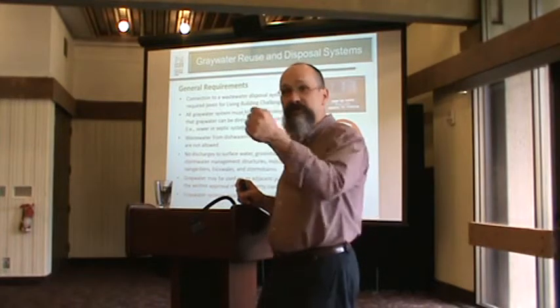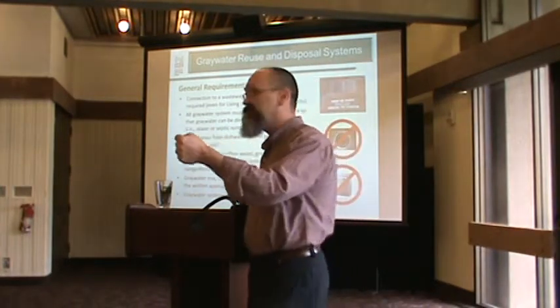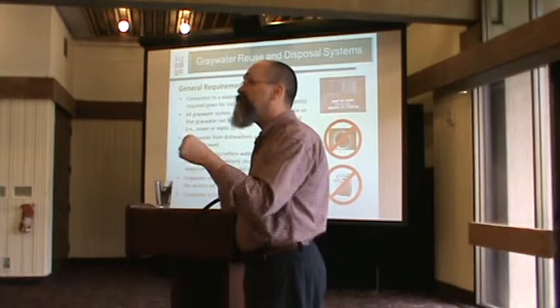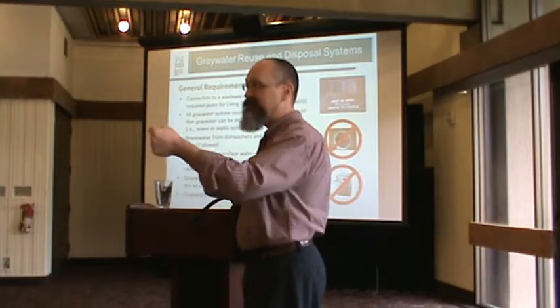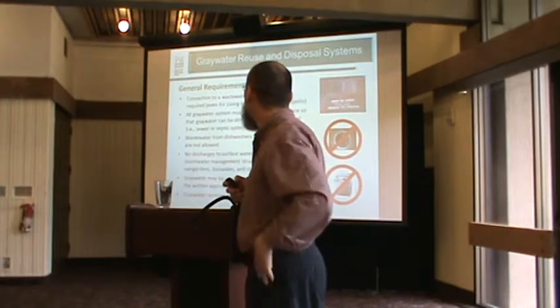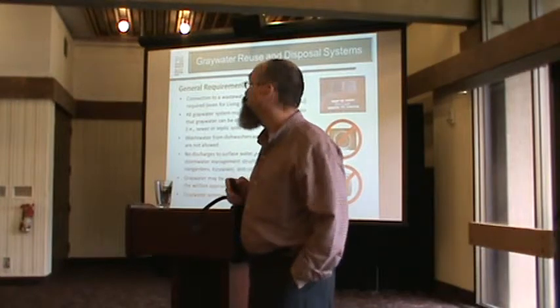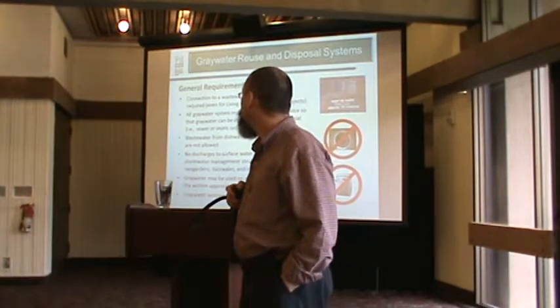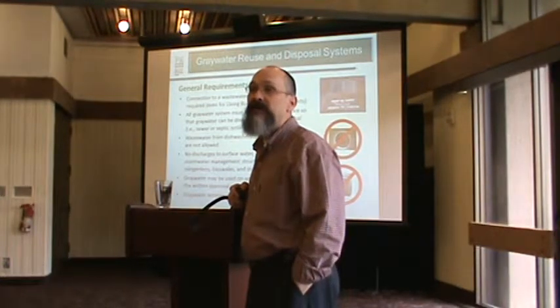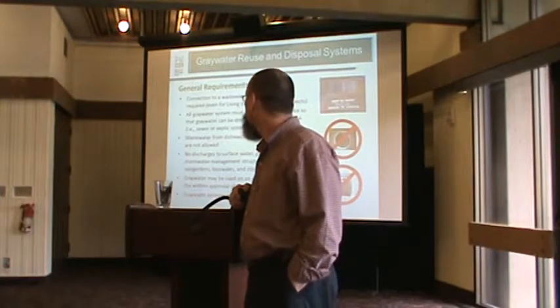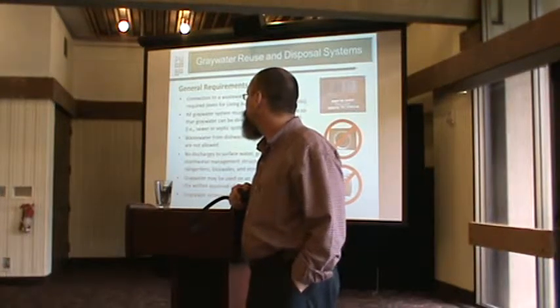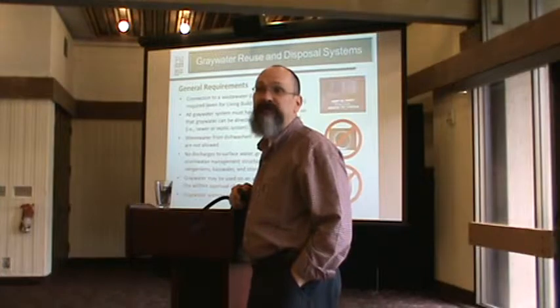You have to have that diversion device. That's the other critical thing. There are no design requirements on that. It has to meet plumbing code. I'll get into some of those details. We've already mentioned wastewater from dishwashers and kitchen garbage disposals cannot be on your graywater system. And no discharges to surface water, groundwater, or stormwater management structures.